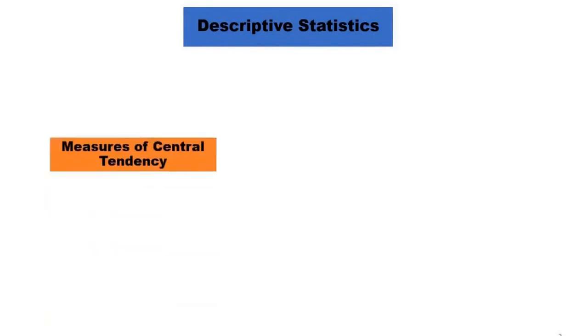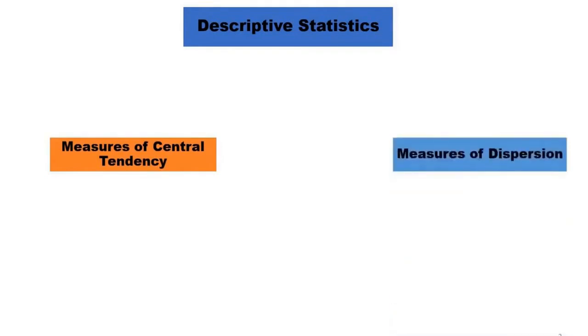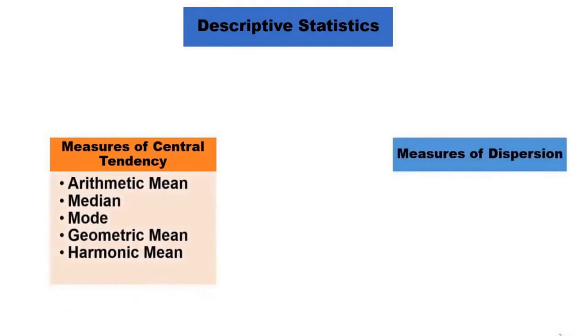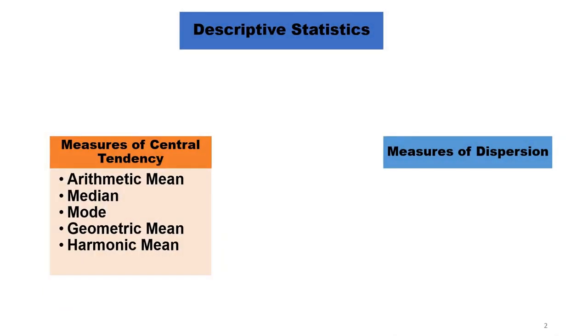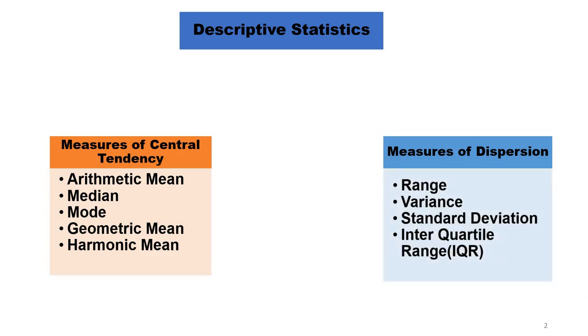Descriptive statistics are all about summarizing and describing data to make it more understandable. Descriptive statistics come in two main flavors, that is, measures of central tendency and measures of dispersion. Measures of central tendency include arithmetic mean, median, mode, geometric mean, and harmonic mean. On the other hand, measures of dispersion include range, variance, standard deviation, and inter-quartile range. Let's focus on measures of central tendency for a moment.